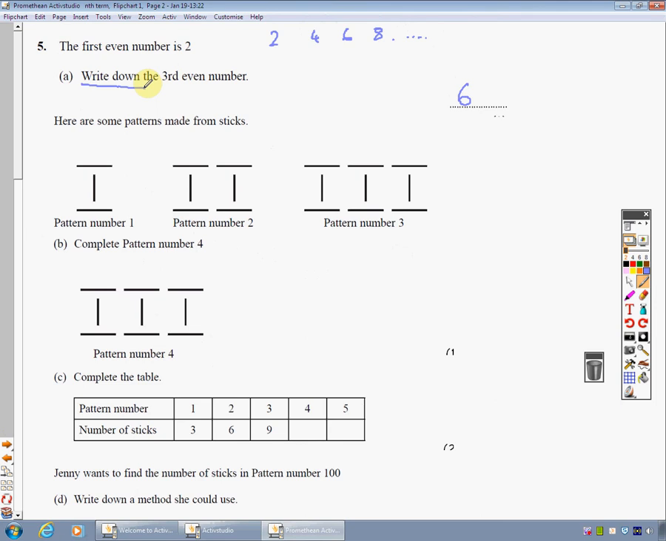Here are some patterns made from sticks. Pattern number 1, number 2, number 3 and number 4 is down here. I don't like it actually when the fourth one is down here. I like it when it's all in one long row because it helps with my number pattern.